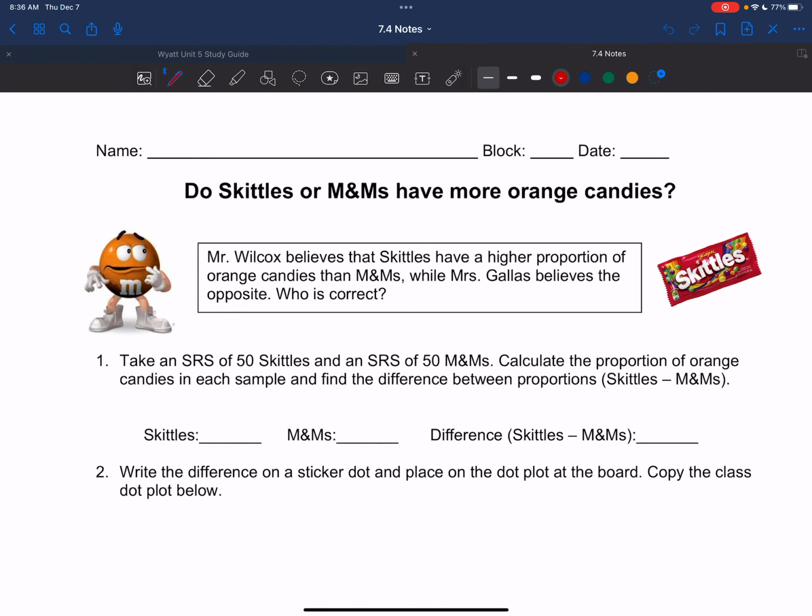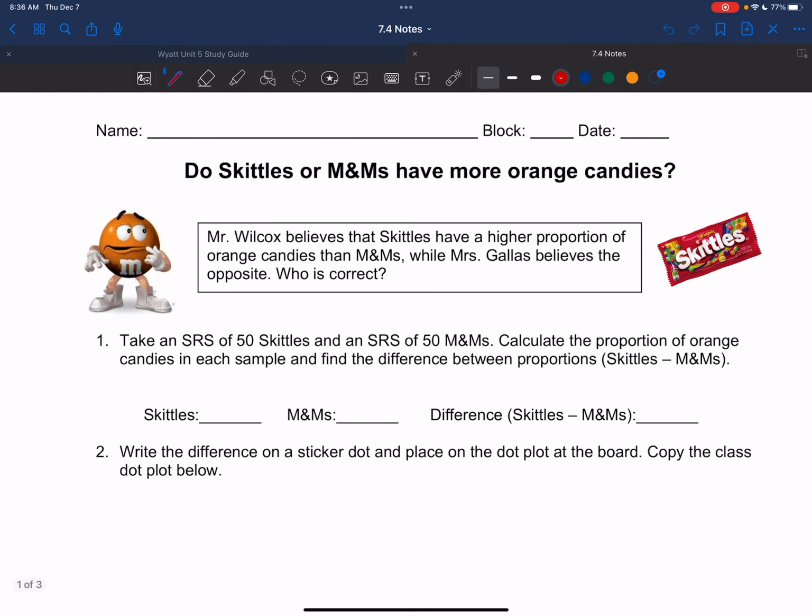All right, guys. So in today's video, we're going to be going over section 7.2, day 2. In the previous video, we were looking at Reese's Pieces and seeing what proportion of them were orange. In this video, we're going to be looking at: do Skittles or M&Ms have more orange candies?